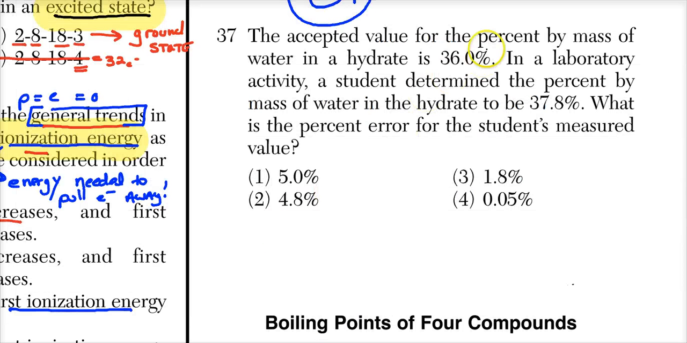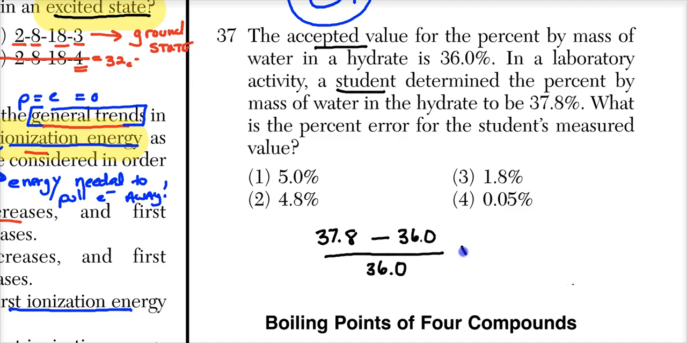The measured value is what the student did. The student determined the percent by mass to be 37.8. So the measured value is 37.8, minus the accepted value, the known value, which is 36.0, over the accepted. Remember, it's about something called accuracy of your results here. So it's how close you are to some standard. And of course, you're finding a percentage, so you're multiplying by 100.